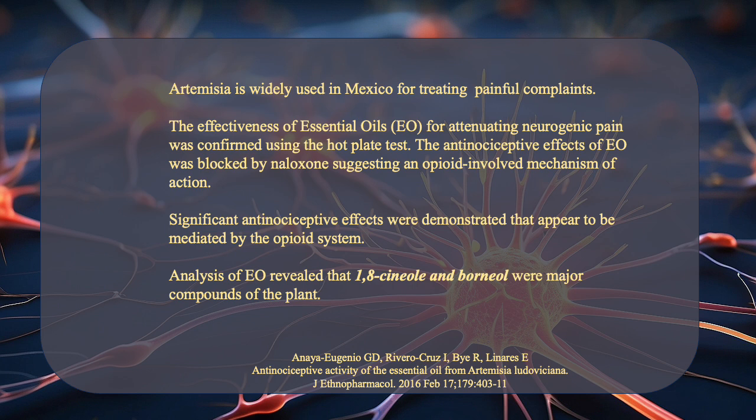Artemisia is a plant widely used in traditional Mexican medicine for treating various painful complaints. Research has confirmed the effectiveness of essential oils extracted from Artemisia for attenuating neurogenic pain, as demonstrated using the hot plate test. Interestingly, the anti-nociceptive effects of these essential oils were blocked by naloxone, suggesting that their mechanism of action involves the opioid system. The study demonstrated significant pain-relieving effects that appear to be mediated through opioid pathways.